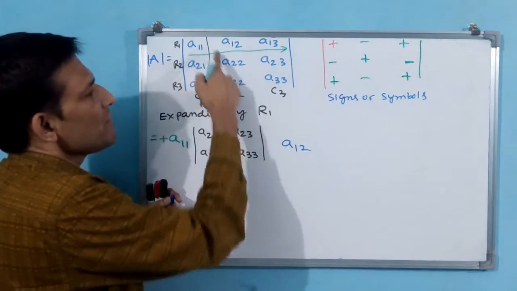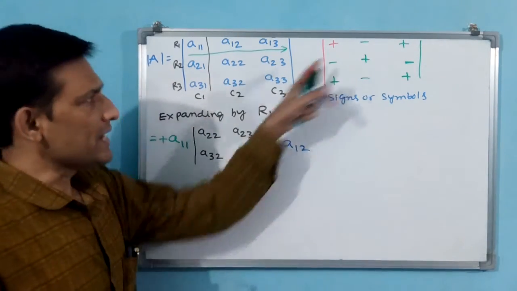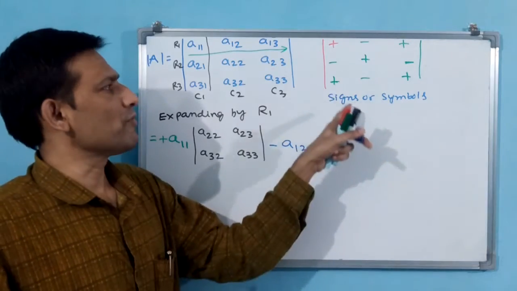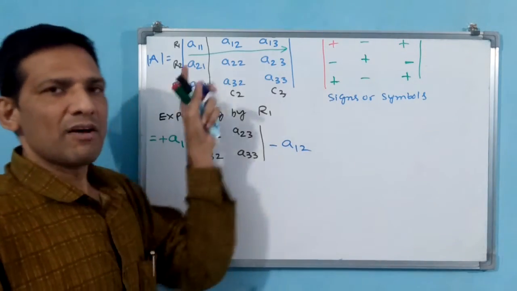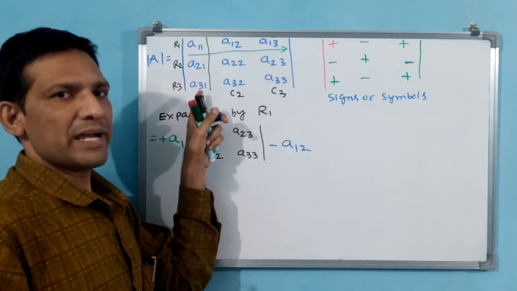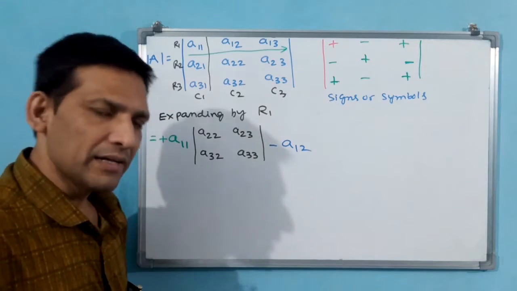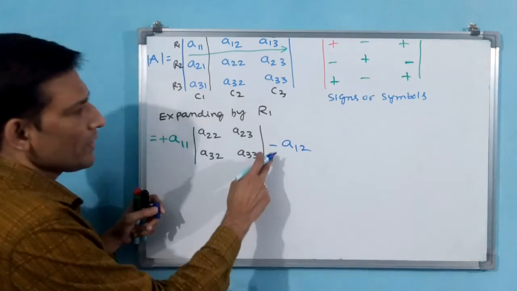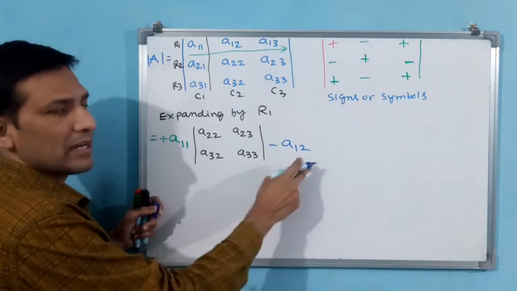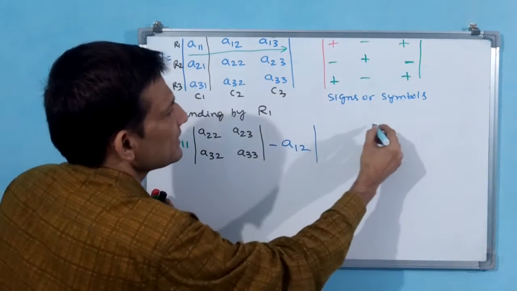A12, but what is the A12 sign? The sign is negative. You see, these signs also you have to keep in your mind. Always you need not write these signs. Why? Because only 9 are there: plus, minus, plus. Minus, plus, minus. Plus, minus, plus. That's all. That you have to keep in your mind. Okay. Minus I have written, A12 also I have written. Now, for the determinant, what 4 values do I have to take?